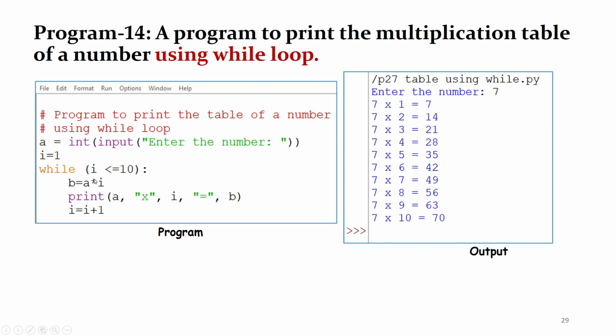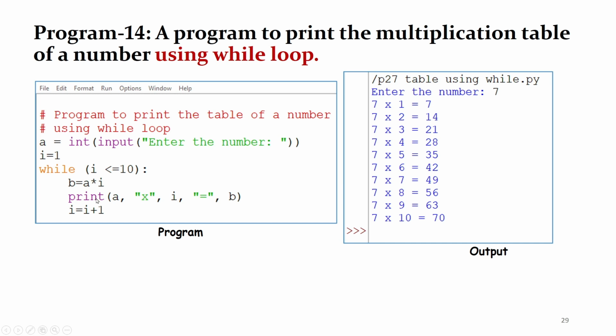B equals A into I. This is the product of the number which was A and the counter variable, whose value in the first iteration will be 1, and later it will become 2, 3, 4, 5, and it will go till 10. So the first value of I is 1, so it is the number into 1.